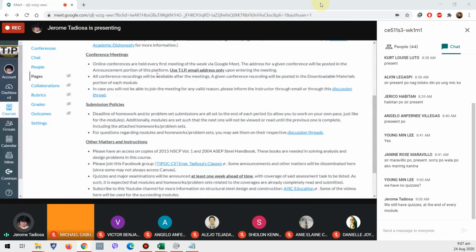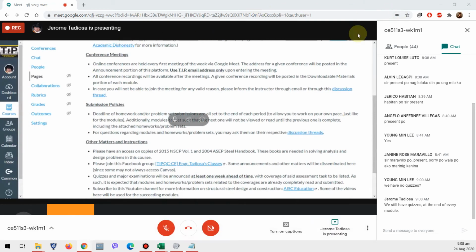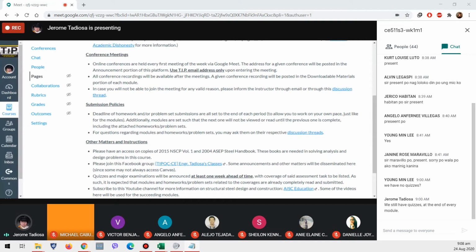Online conferences are held every first meeting of the week. So I will revise this a bit. So well, every first meeting, meaning every Monday, we will be having online meetings via either Google Meet or the Big Blue Button. So Google Meet, it is the one we are using today. Big Blue Button is the conferencing tool embedded in Canvas LMS. Okay, so for now, I will stick with Google Meet because I am more used to this. Okay.